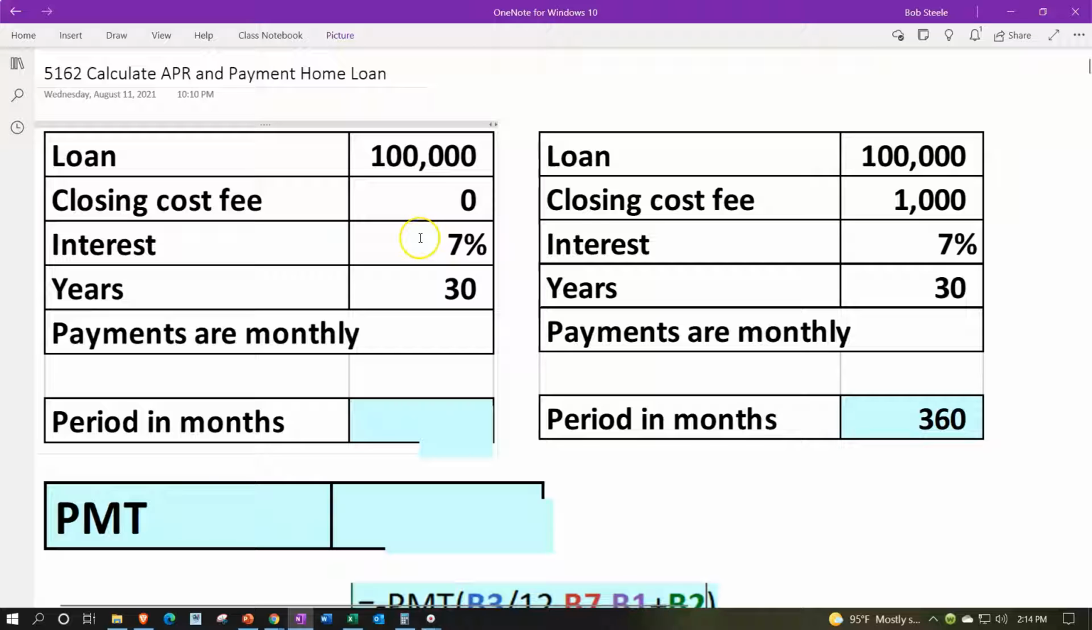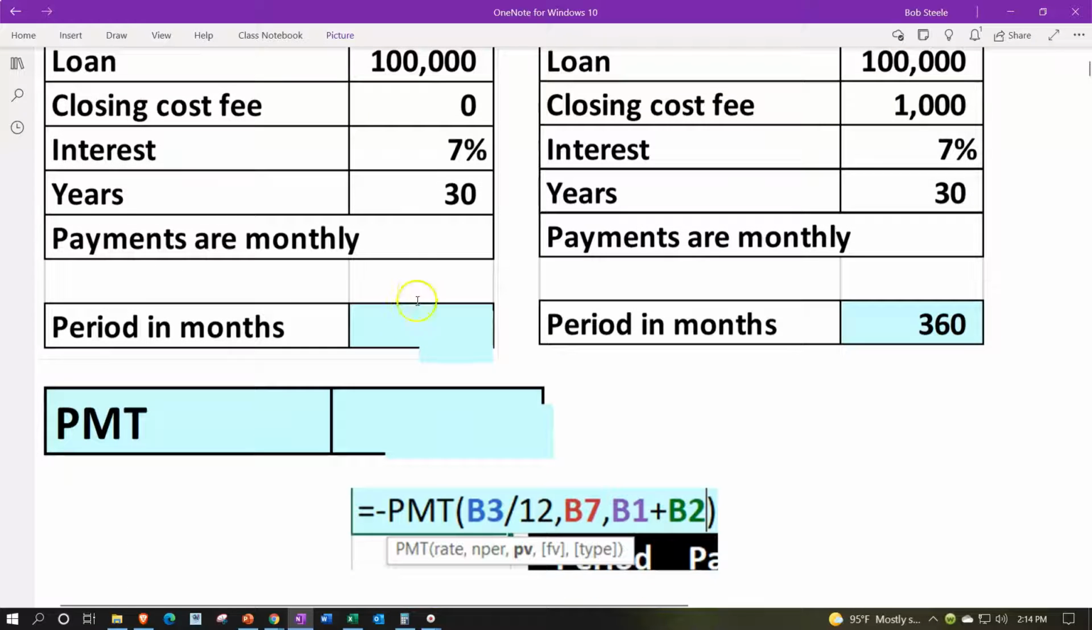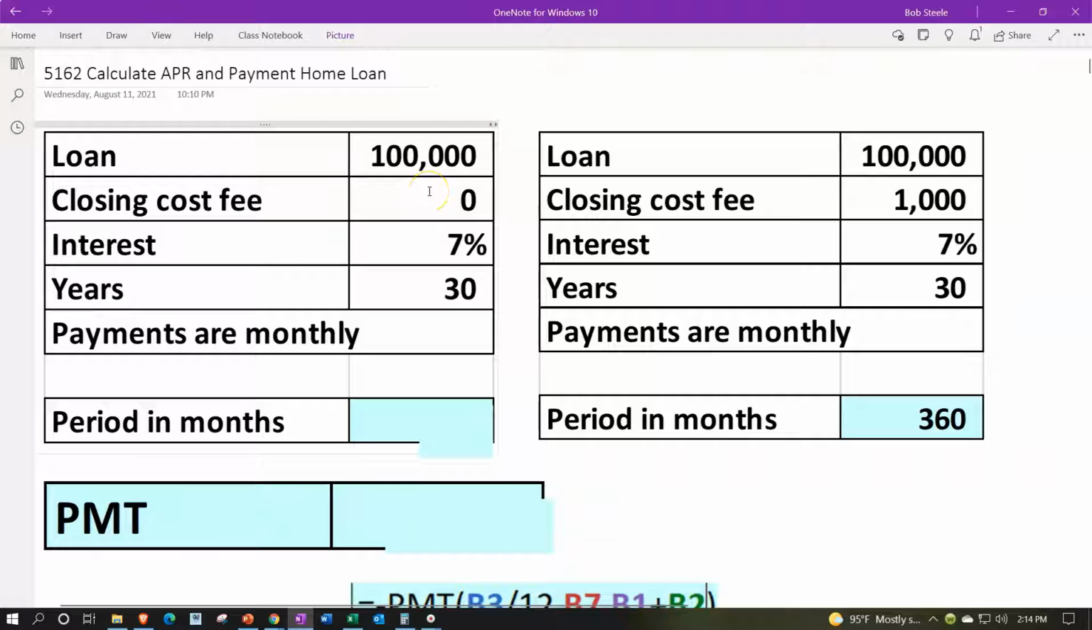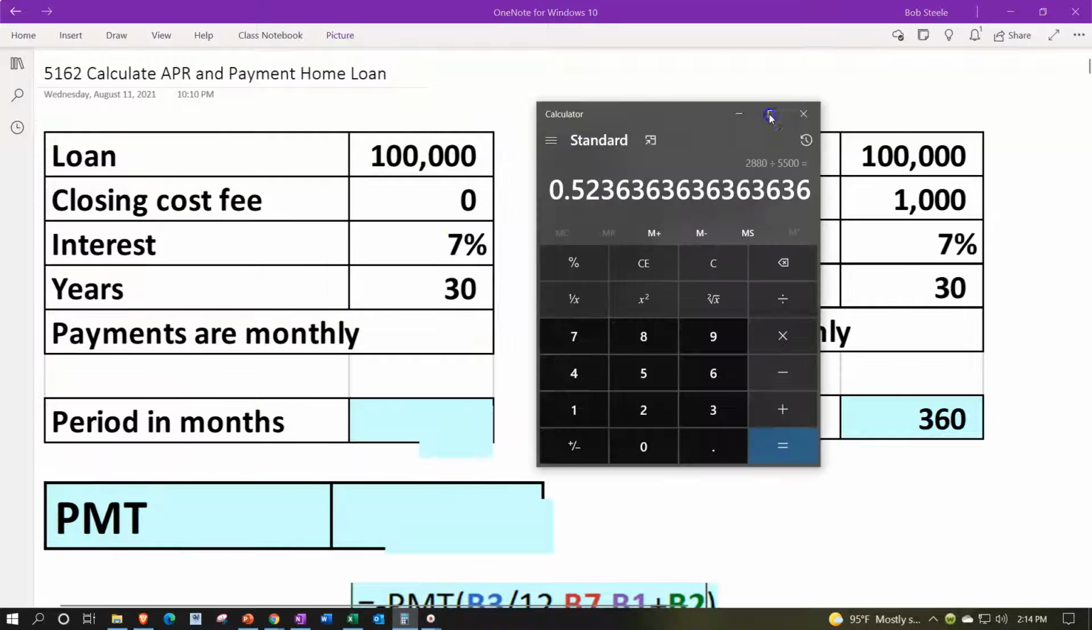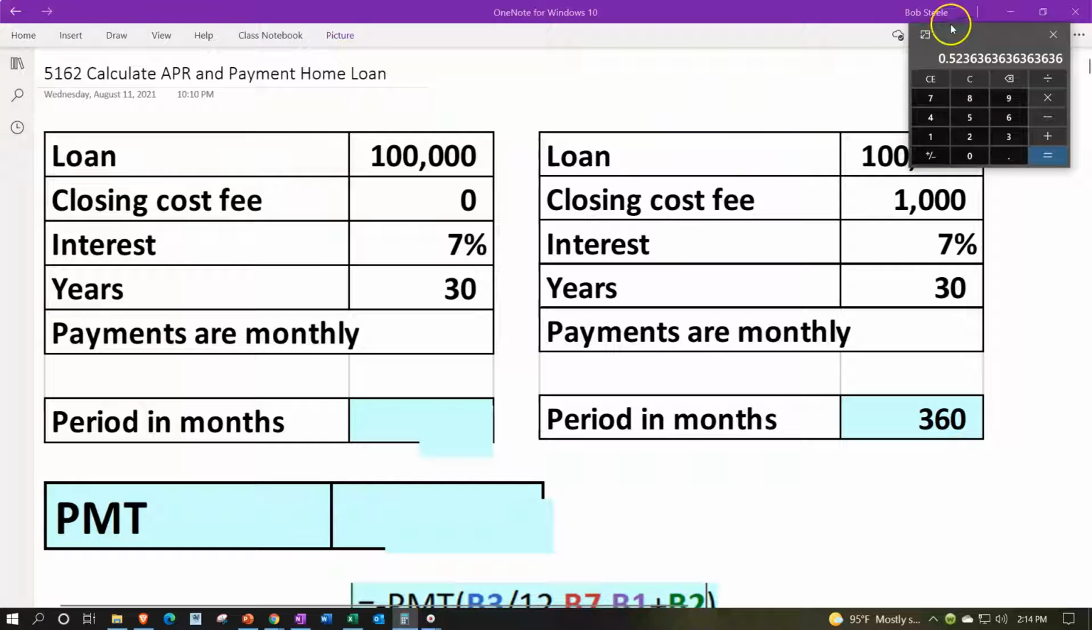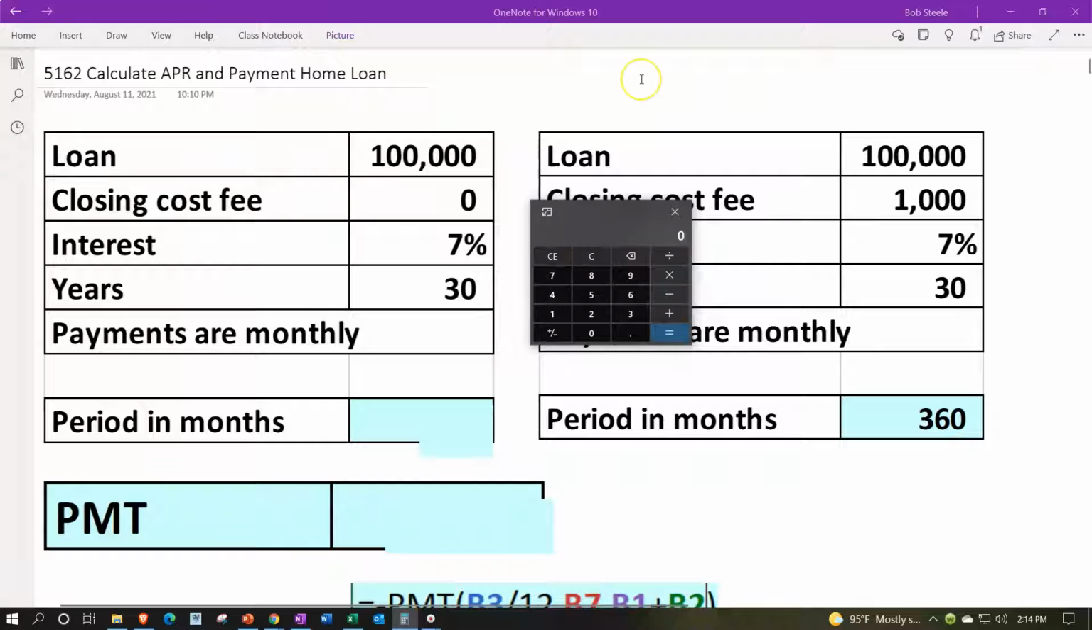Therefore, the interest will be the same as the APR, and you can run basically a payment calculation on it. So we have the $100,000 loan, no costs added, interest rate 7%, years are 30. Then if we want to pick up the number of periods that will be covered, because they're going to be monthly payments on a typical 30-year loan, we would have the 30 years times 12, or 360 periods.